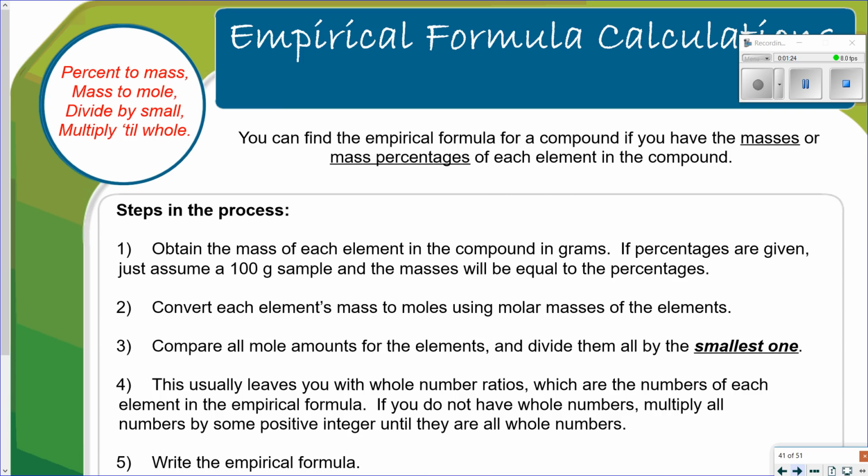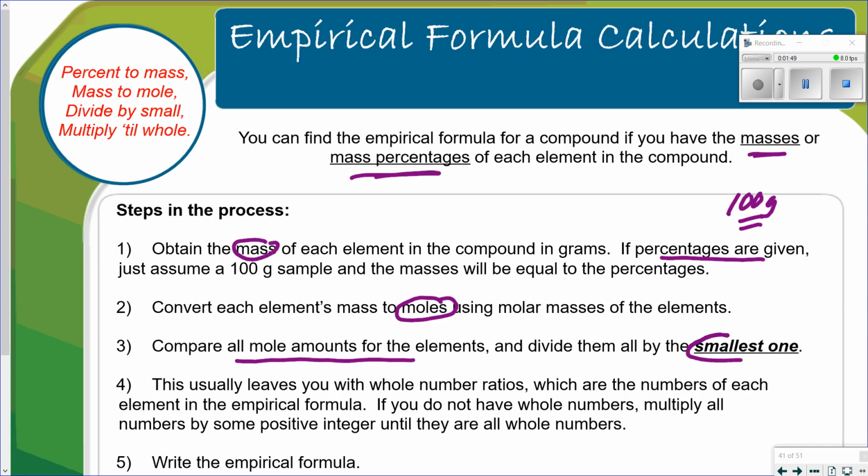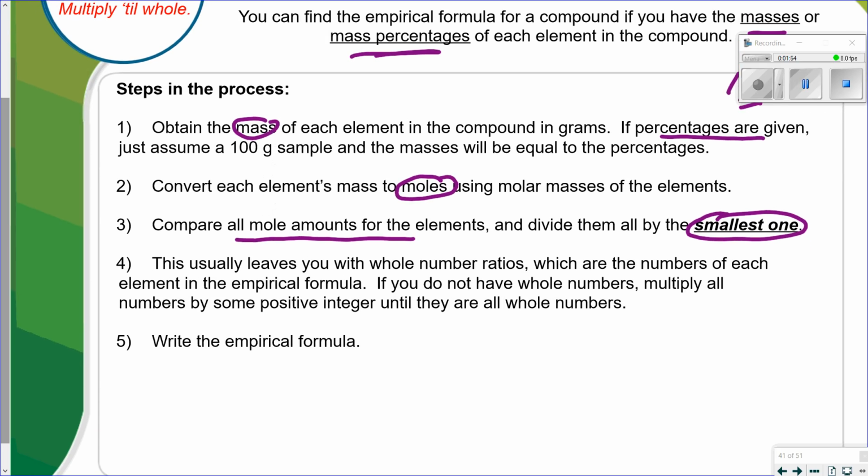You can find the empirical formula for a compound if you know its masses or its mass percentages. So these are the steps that we would use. The first thing you want to do is make sure you have the mass, or if you're given percentages, if you assume that you have a 100-gram sample, then your percentages will become your masses. You're going to convert the masses to moles using your molar masses, and then you're going to compare the mole amounts by dividing by the smallest. This will usually give you a whole number ratio, which are the numbers of the elements in the empirical formula.